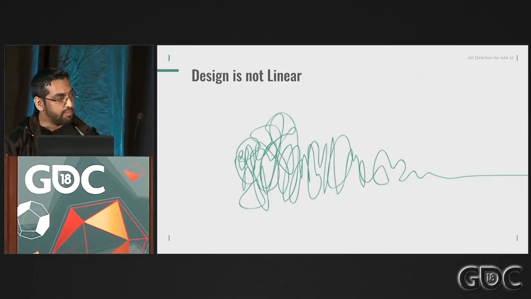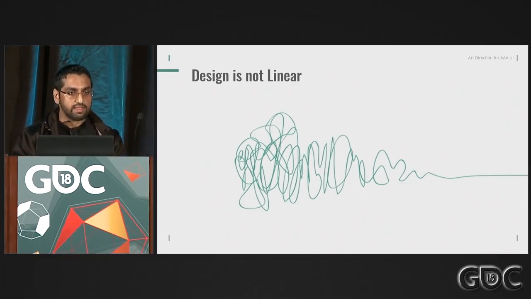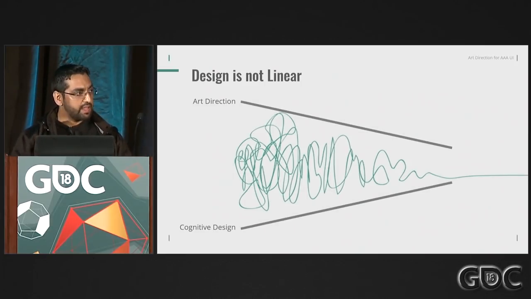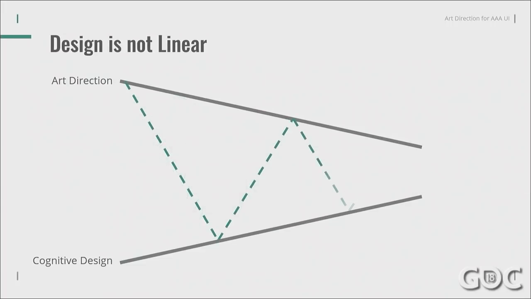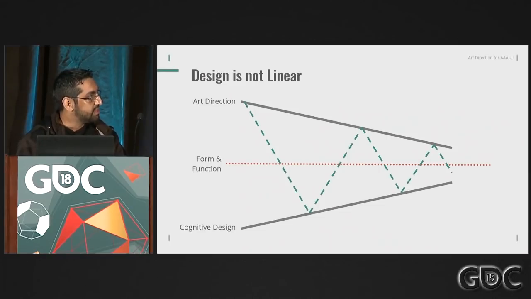So people probably know that design isn't linear. It's like a mess. You go back and forth between everything that you do. You iterate, you refine. Sometimes you just scrap ideas completely. But we're trying to make this a lot easier by looking at art direction and also cognitive design. We want to help streamline that process if we can, and go for form and function to guide us along the route.